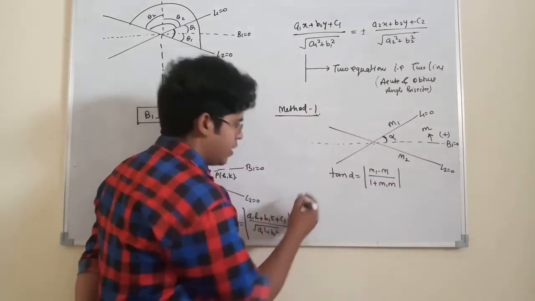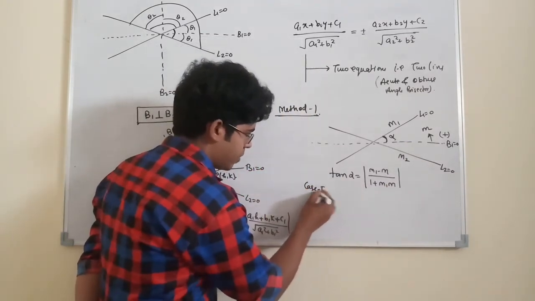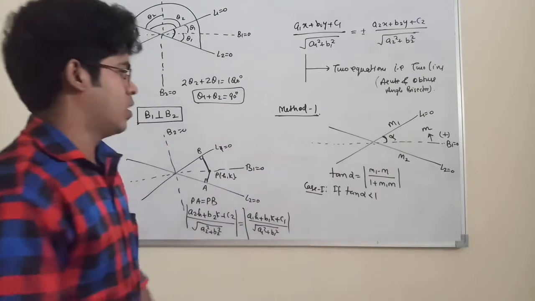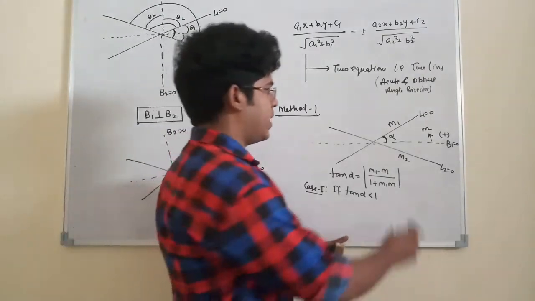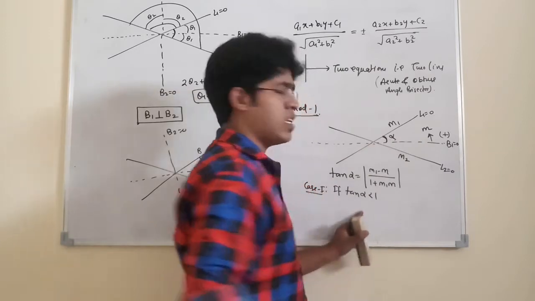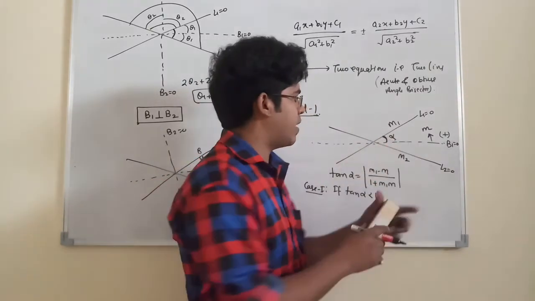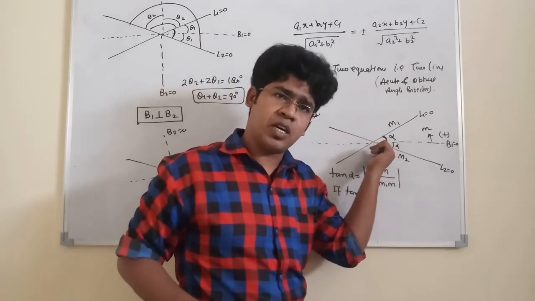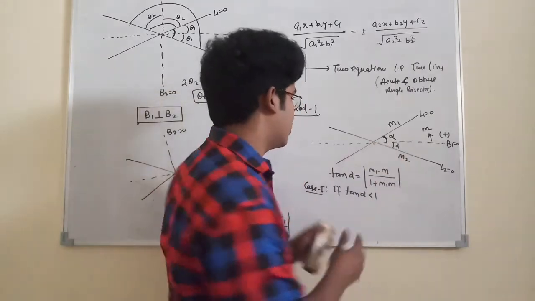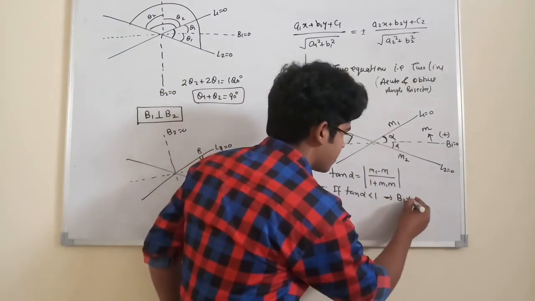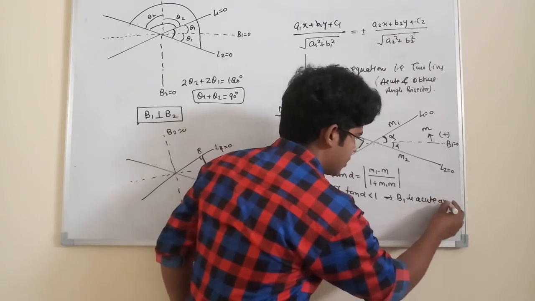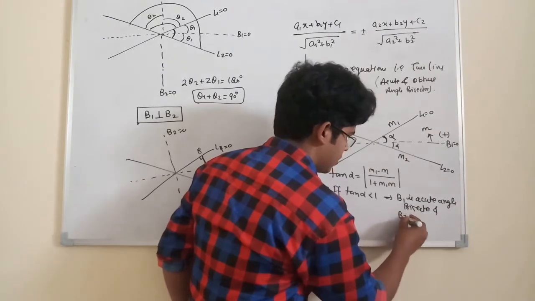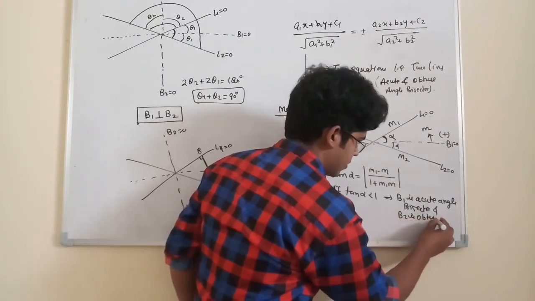Now let's take case 1 of method 1: if tan alpha is less than 1. What does it mean? This means alpha is less than 45 degrees. Alpha is less than 45 degrees means this is also alpha. So 2 alpha will be less than 90 degrees, which means this will be an acute angle, and hence B1 will be the acute angle bisector. So we can say that B1 is the acute angle bisector and B2 is the obtuse angle bisector.